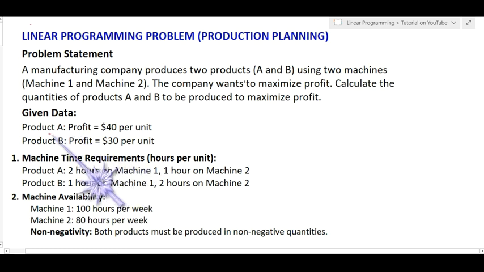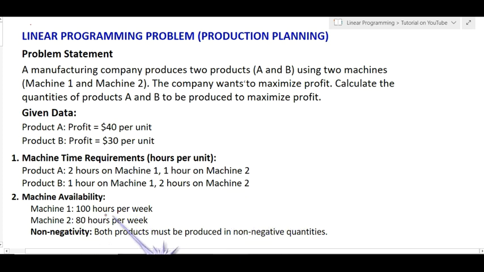That means when we manufacture a unit of product A, we're going to make a profit of what? Of $40. If we manufacture a unit of product B, we'll have a profit of $30. We also have a requirement here. It's a machine time requirement in hours per unit. Product A uses 2 hours on machine 1, and 1 hour on machine 2. Product B uses 1 hour on machine 1 and 2 hours on machine 2.